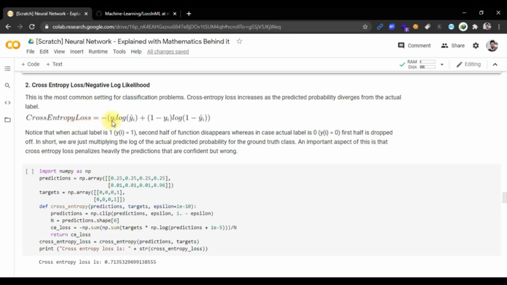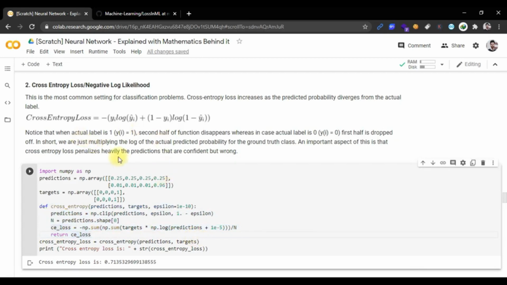As you see in the formula here, this is our actual value times log of predicted value, plus 1 minus actual value times log of 1 minus predicted value. This is the whole formula, and we can simply use it in our function here. When the actual label is 1, the second half of the function disappears because we don't need it. But when the actual label is 0, the first half is dropped and we need the second half. So in this function we are multiplying the log of the predicted probability for the ground truth class.